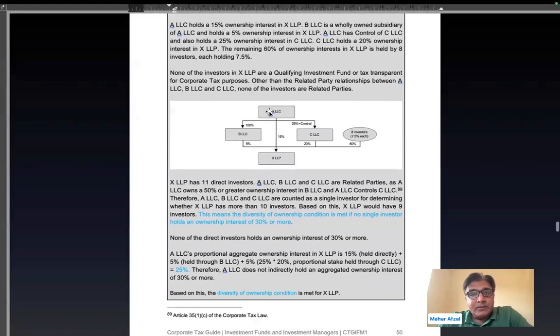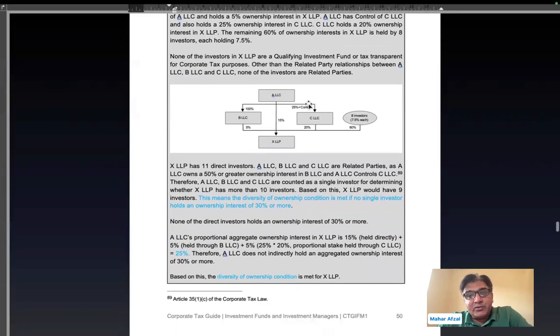So A owns B, A is holding into X, A is holding into the C. A, B, C are related parties. Apparently, it looks like 8 investors are here, 1, 2, 3 are there, total 11 parties. But since related parties are one party, the total is 8 plus 1, 9 parties. This one party should not be holding more than 30% of the total investment in XLLP, and they are holding 5 plus 15, 20%, and 25% of 20%. 25% of 20% will be 5%.